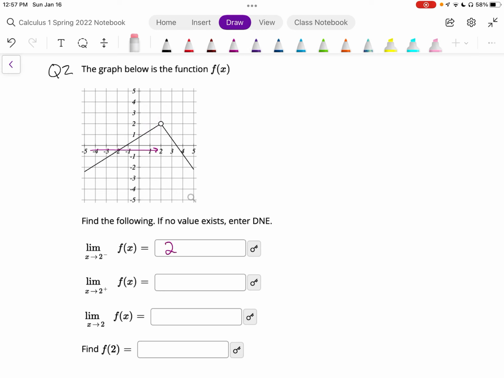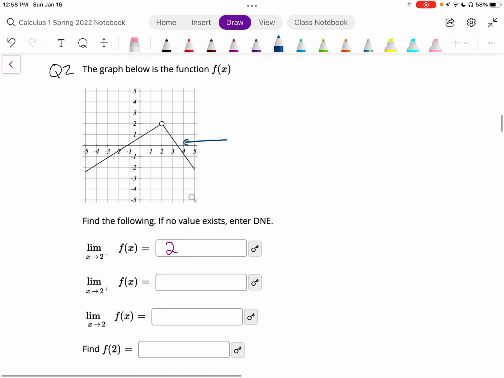All right, let's get rid of all that. Now let's think about it the other way. So now we're approaching from the right. I'll say that again. The limit as x approaches 2 from the right of the function f of x is what? All right, so if we were an ant on this line, we would actually be going up like that. And I would be approaching again the y value of 2. So the answer there is 2.